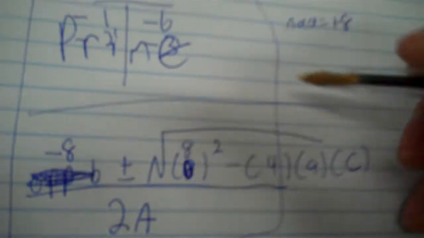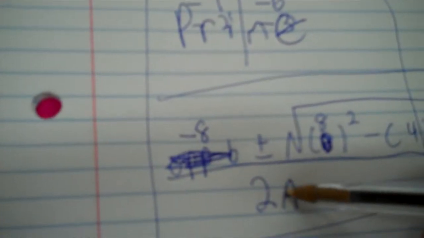Okay, now here's what you're going to do. You're going to cross out all these letters and replace them with these numbers. Don't put X's in there, okay? Opposite of B, so what's the opposite of plus 8? It'd be minus 8. So I cross that out, put minus 8. B to the second, so B is 8. You do not take the opposite, the only opposite is right there. The rest of them are just some numbers. And 4, A is 2, C is 3. Down here, A is 2. Put 2 times 2 though.